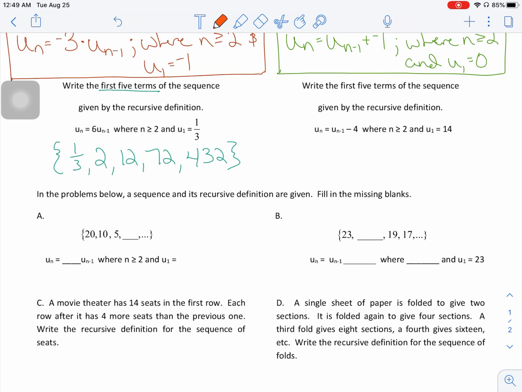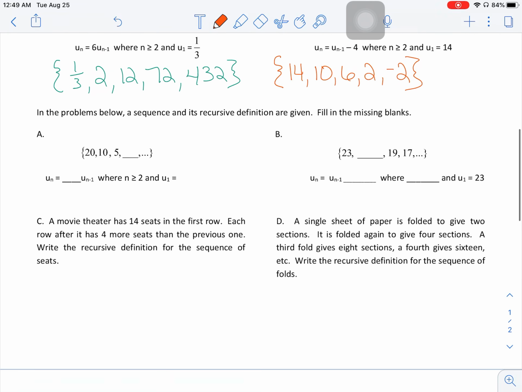I want the same 5 terms. In this case, I'm starting with u sub 1 is 14. And to get any particular term in the sequence, I'm going to take the previous term and subtract 4. So I've got 14 minus 4 is 10. 10 minus 4 is 6. 6 minus 4 is 2. And 2 minus 4 would be negative 2. 1, 2, 3, 4. That is all of the terms that I need. So that particular problem is done.